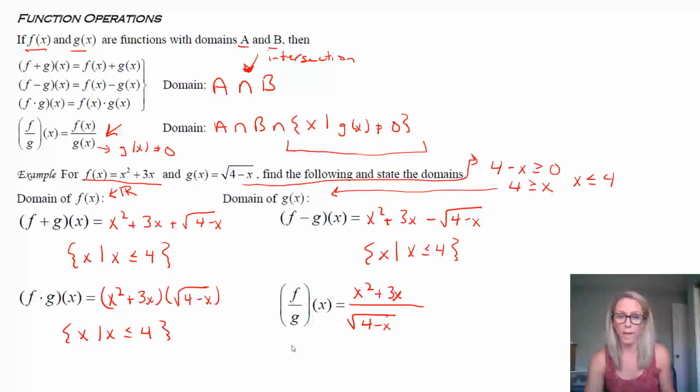So if you take a look at that, you might notice, what can your denominator not be? Hopefully you recognize that if x was 4, then the denominator would be 0. So we don't want 0 in the denominator, so we don't want x to be 4. So the only thing that changes, because it still can't be greater than 4, but now it also can't be equal to 4.